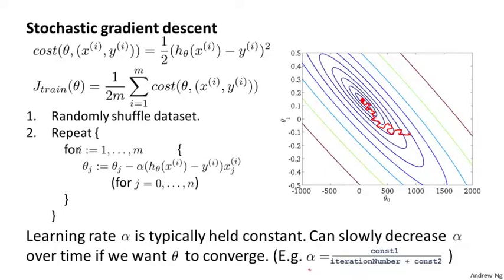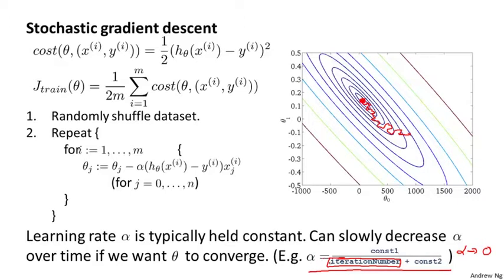I hope this makes sense, right? And the reason this formula makes sense is because as the algorithm runs, the iteration number becomes large, and so alpha will slowly become small. And so you take smaller and smaller steps until it sort of, hopefully converges to the global minimum.